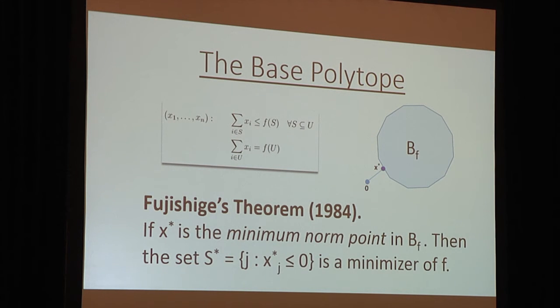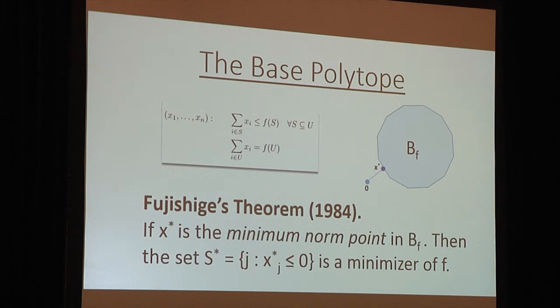So in 1984, what Fujishige proved is that if you look at this polytope, BF, and you look at the point x star, which is closest to the origin, the minimum norm point, so Euclidean norm point, and you read off the negative entries, so you look at the coordinates where x star is negative, that set is a minimizer of the submodular function. So in some sense, if you can solve this continuous optimization problem, you're done. You can find the minimum value of the submodular function.